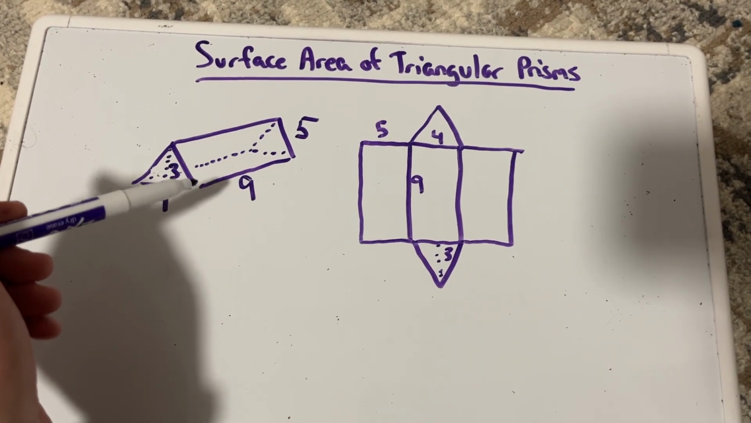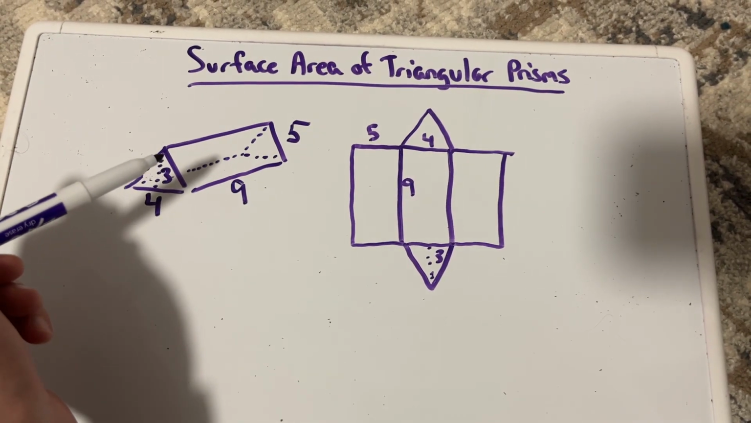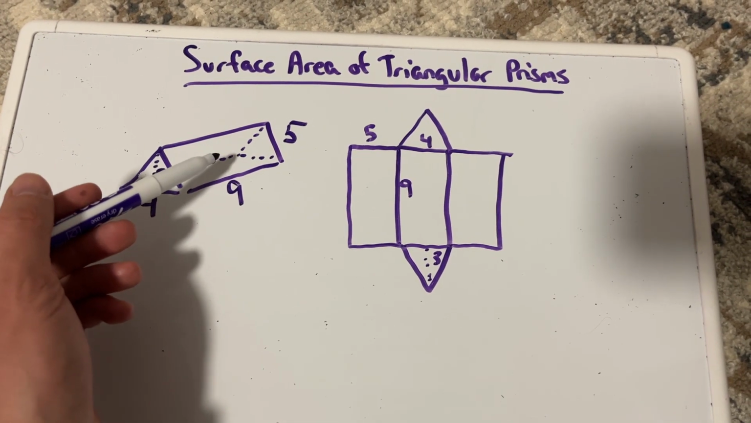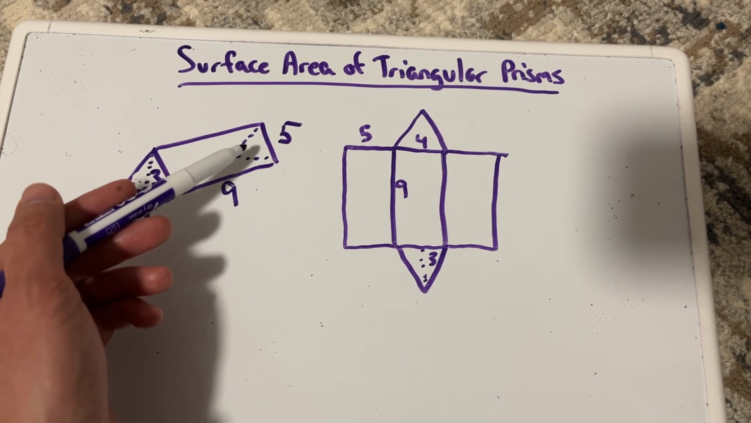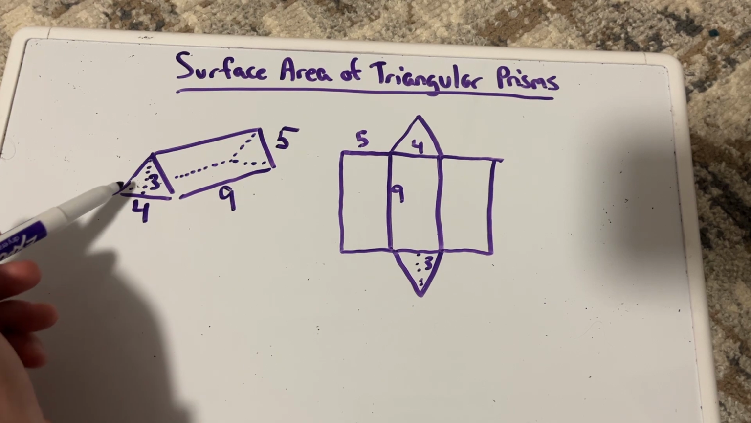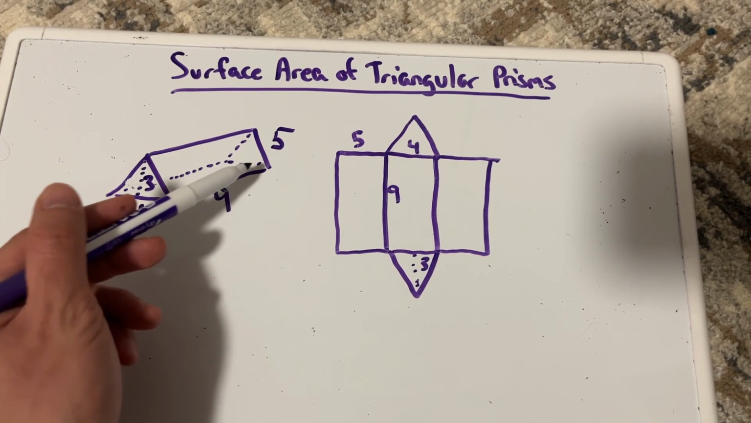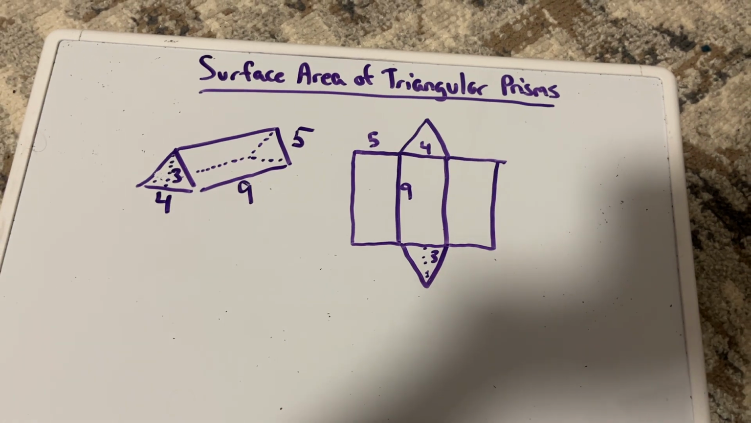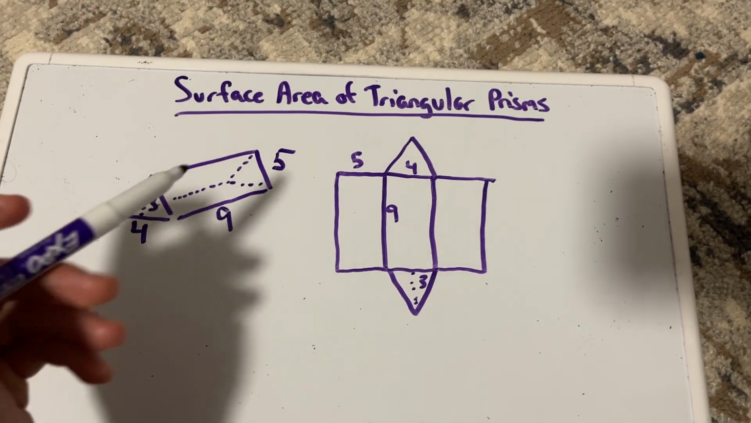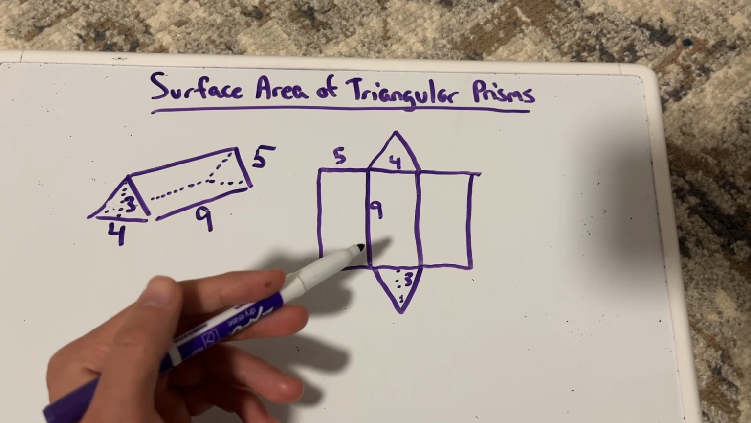You see you have your triangular faces in the front and the back. Those are going to be the same as each other. And the rectangles on this side cover this side of the triangle, and the ones on this side cover this side of the triangle. The rectangle on the bottom is going to be different from the others. So let's look at the area of the triangles first.